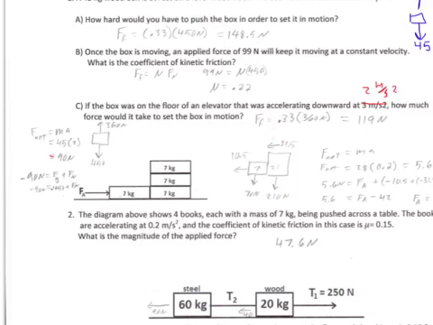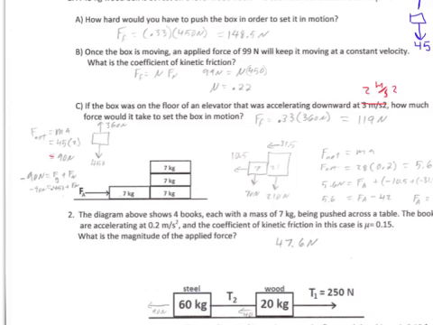So if I take the coefficient of kinetic friction, since the stack is moving, I'll take this number here and multiply it by each of these, which actually the normal force would be 70 times 0.15, which gives me 10.5 newtons of friction force.